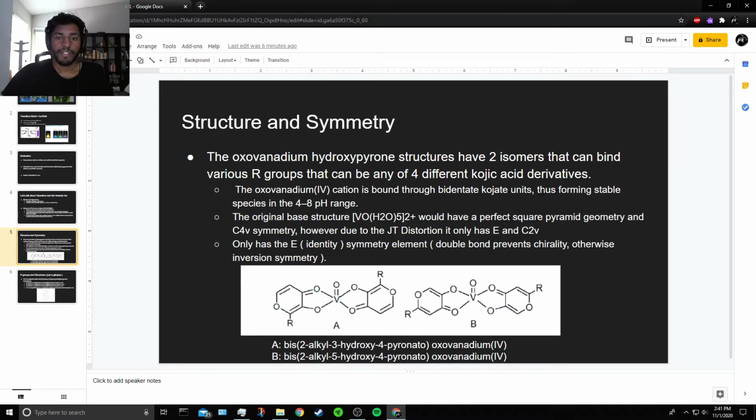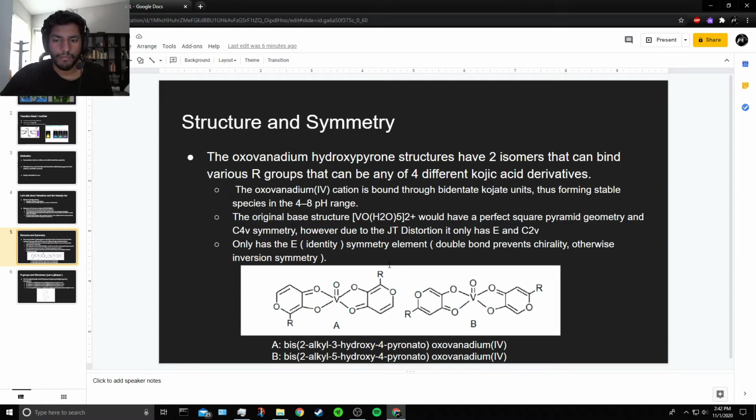And so we're looking at structure and symmetry. In the studies that I looked at, when they used their own 4 different kojic acid derivatives, the structure had 2 isomers, A and B. The difference was that the R groups could either bind to sites 2 and 3, or they could bind to 2 and 5 in the configuration here. So A would have been 2 here and 3 here, and B would have been 2 here and 5 here.